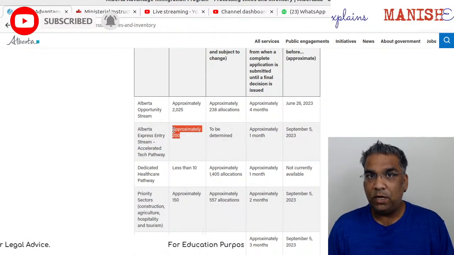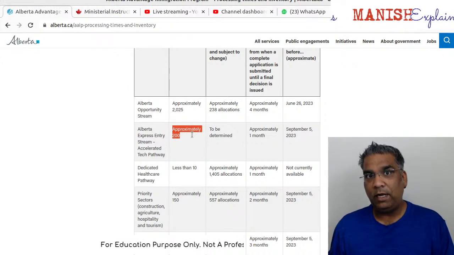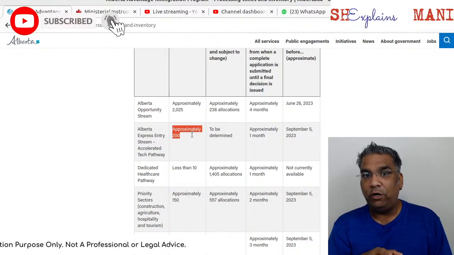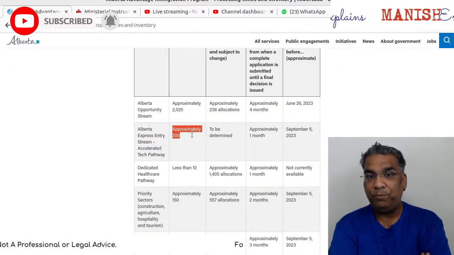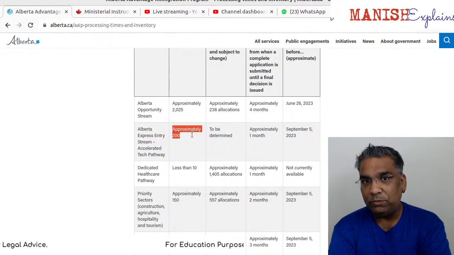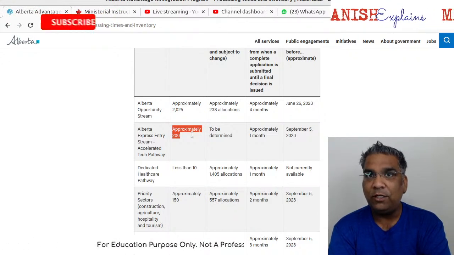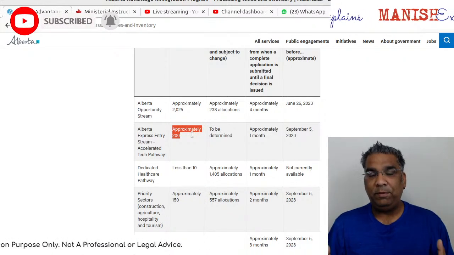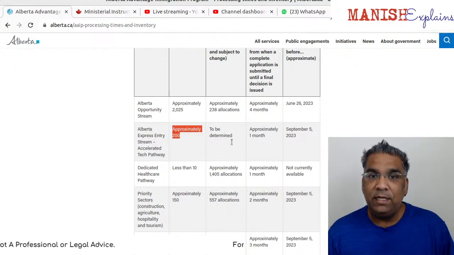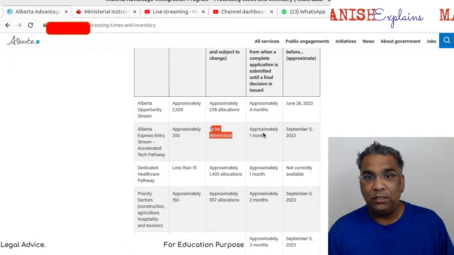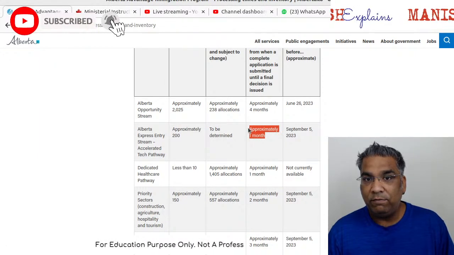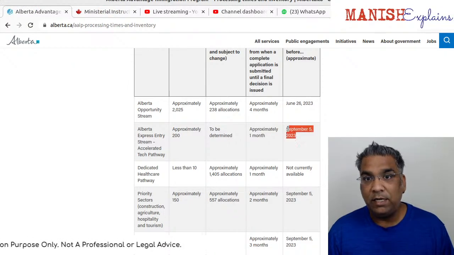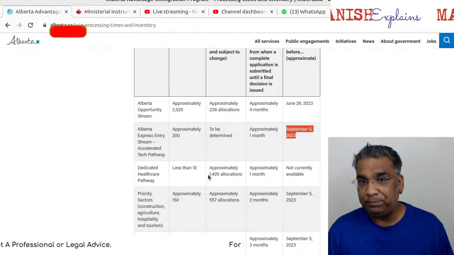They still have 200 applications in the queue, and they have not determined what volume they would like to declare. So depending on the other streams and the number of applications that are pending, this number can change. Approximately a month of processing, September 5th. So they are already in September.